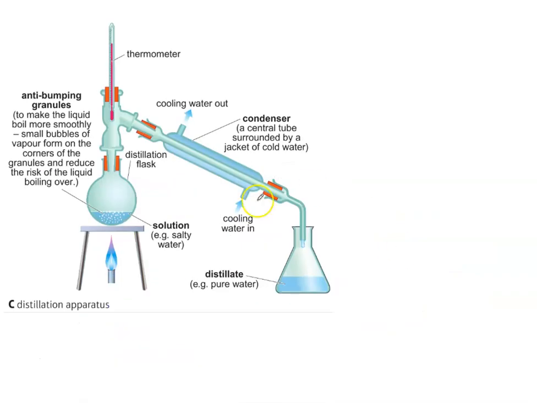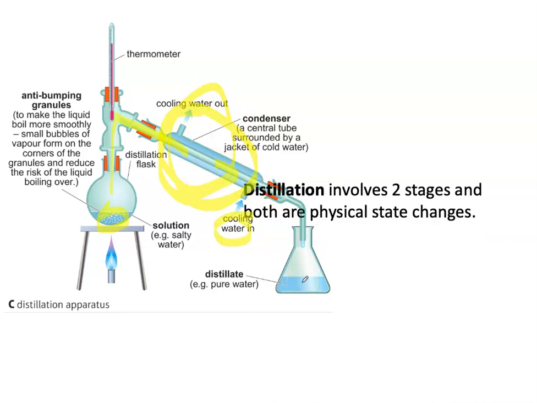So here's the apparatus for distillation. You do need to know this apparatus. Please note this is a condenser. It's a condenser because as the mixture is heated, it evaporates, forms a gas, goes up, comes out of this side arm, comes into the condenser, which has water going around it, and then it's collected as a liquid.